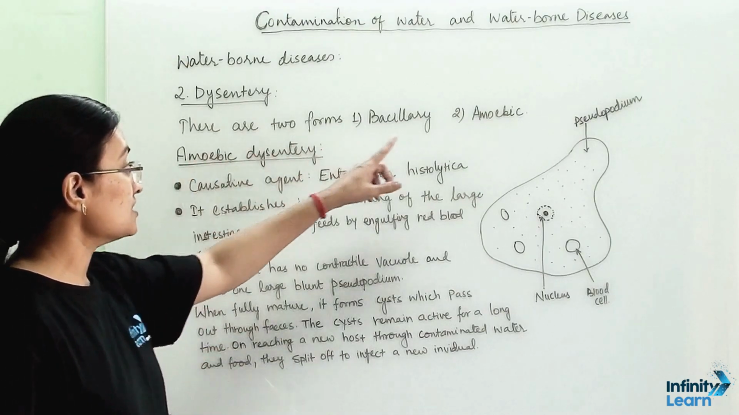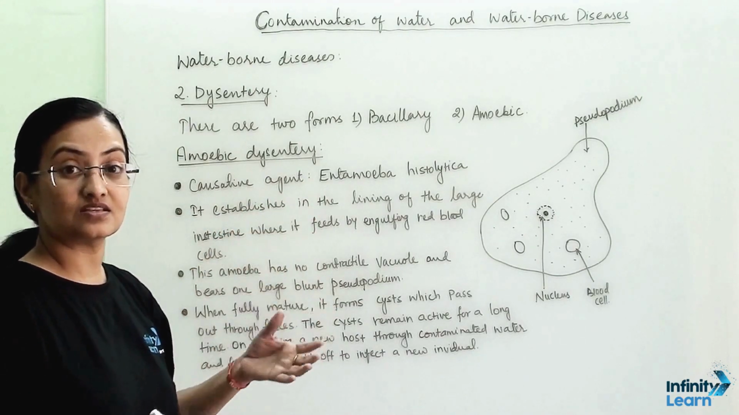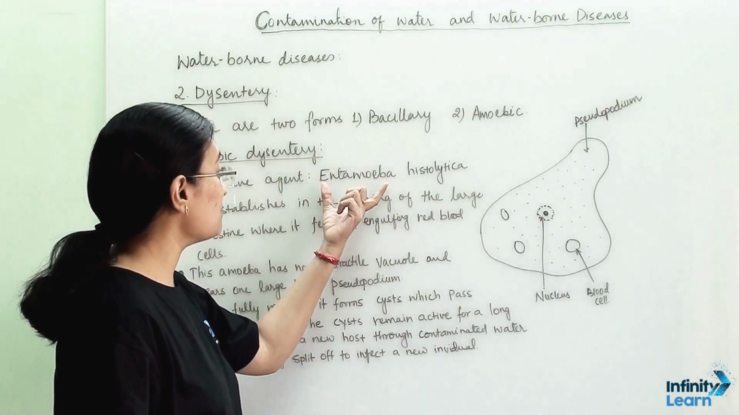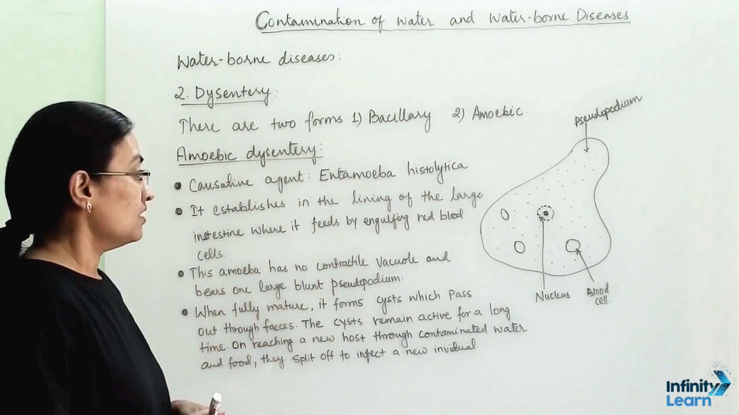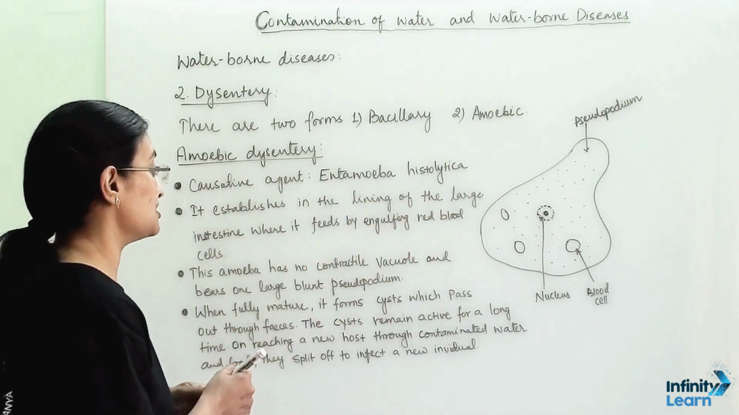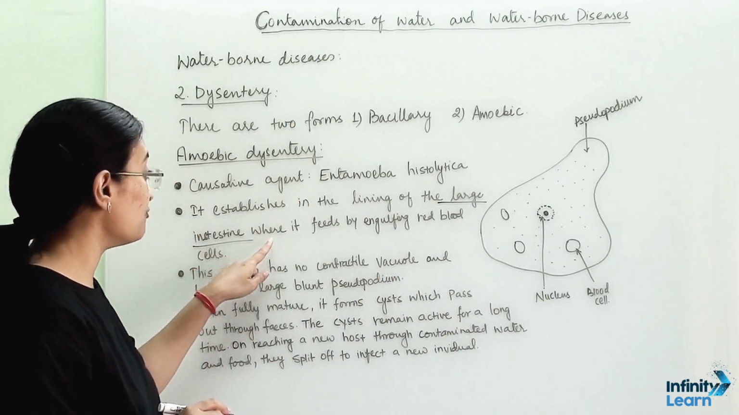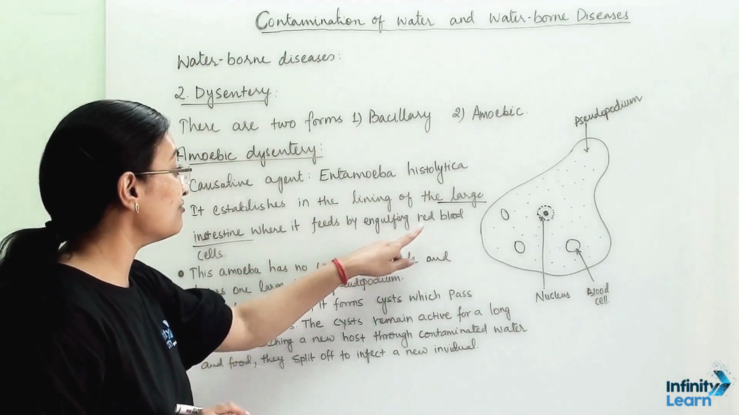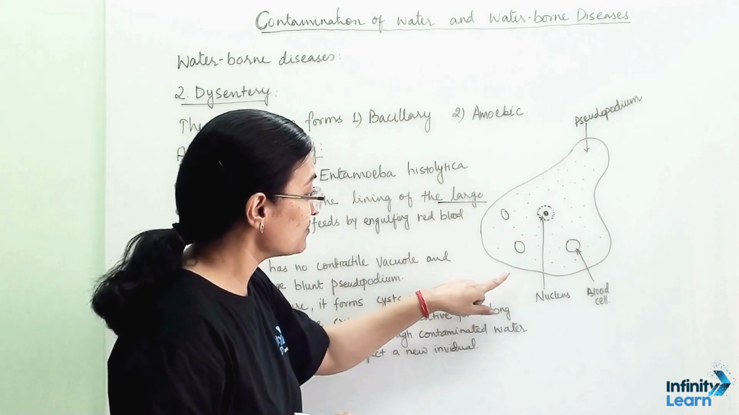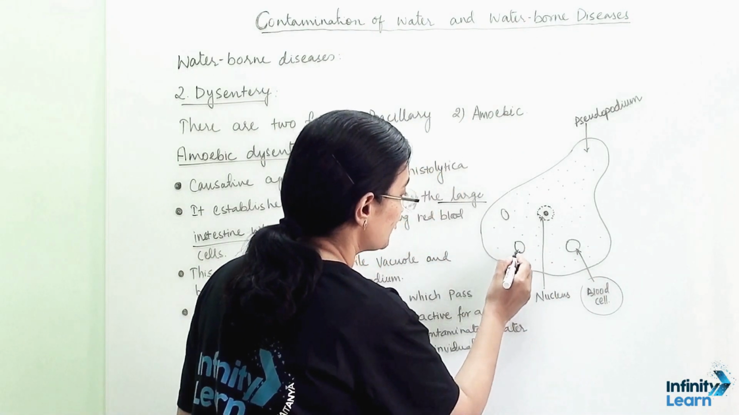Now under dysentery, let us talk about amoebic dysentery and the causative agent. That means an amoeba from the protozoan family will cause this disease, and its name is Entamoeba histolytica. Now how they infect us: it establishes in the lining of the large intestine, where it will feed by engulfing red blood cells. As we can see here, in the structure of this protozoan amoeba, this is the nucleus and these are the engulfed blood cells.